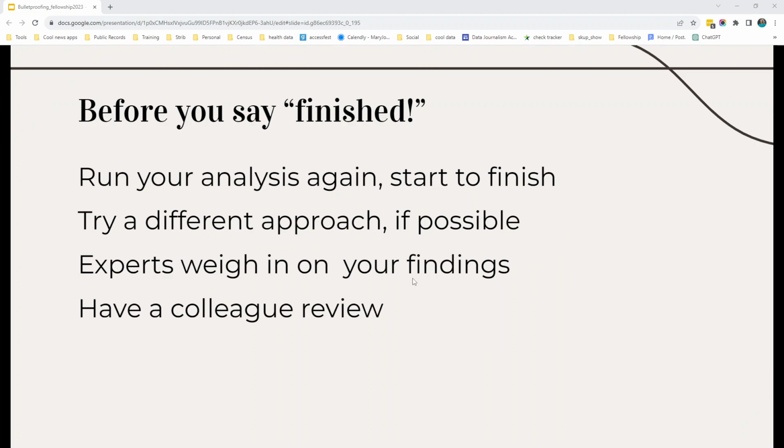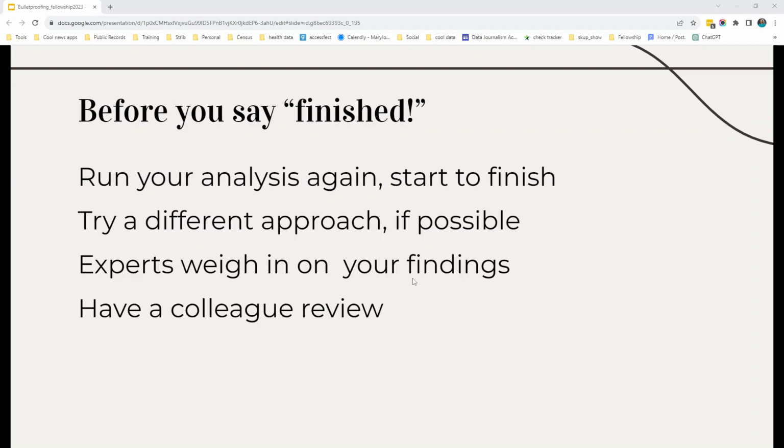All right, so before you say you're finished with that analysis, run it again from start to finish. If possible, try a different approach. If you're a little more advanced, maybe try a different software. Try starting from a different point.